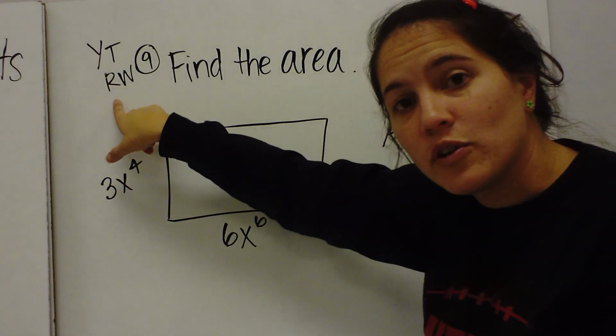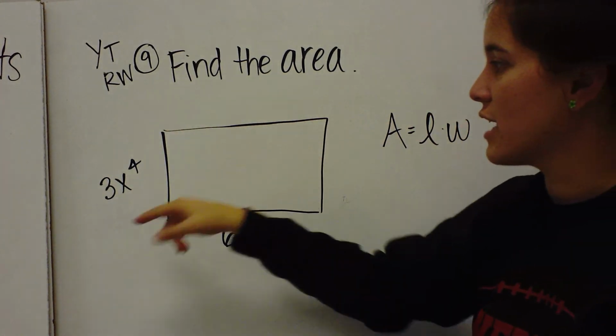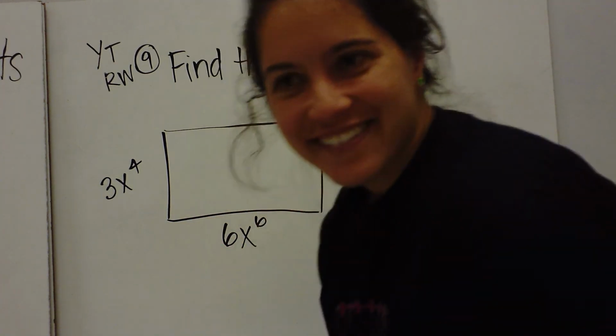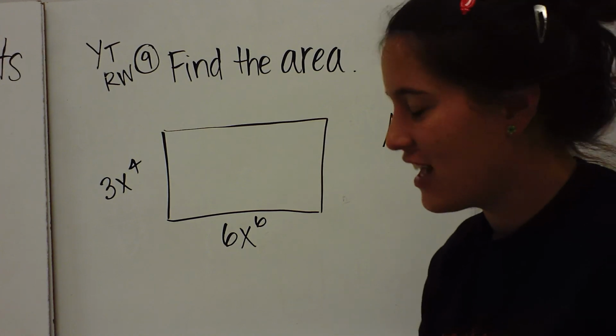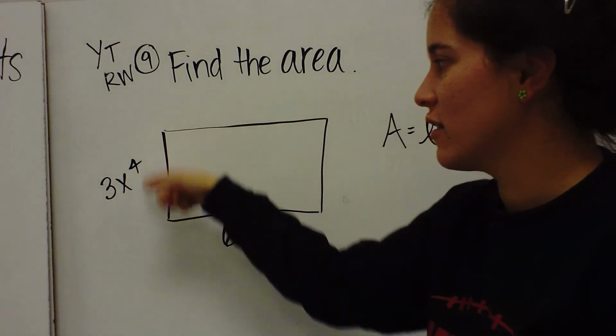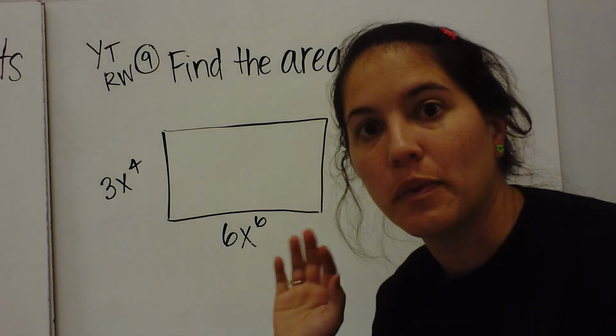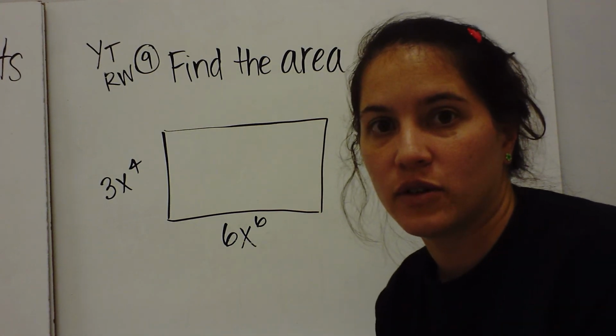Alright, so you try real world number 9. It says find the area of this rectangle. So you have a length and you have a width. And the area is length times width. So try this one on your own, pause the video, and then restart it when you're ready to move on.